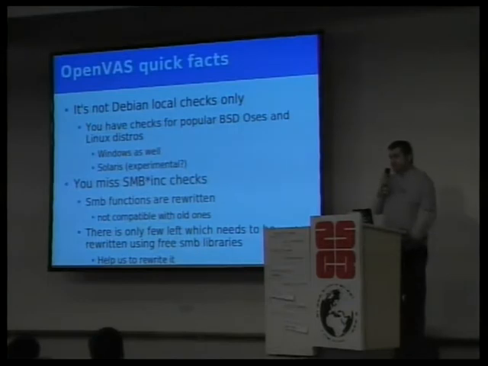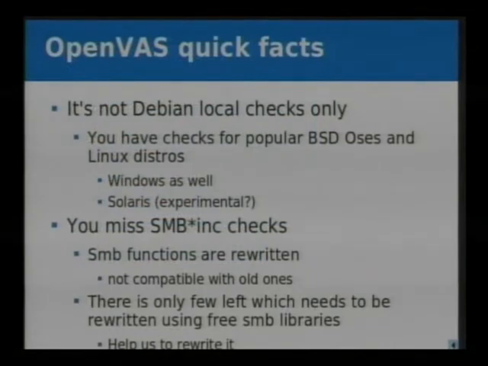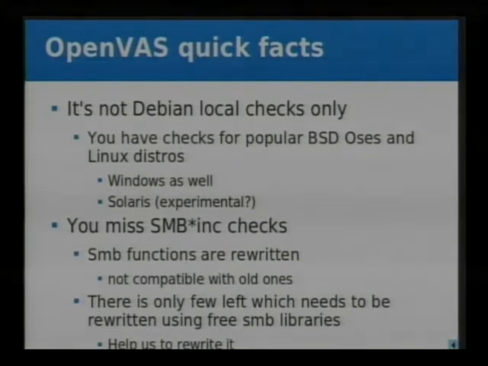These are some quick facts for those who are already familiar with OpenVAS. For example, it's not just Debian local checks. I know some people think about it. You have local checks for popular BSD operating systems, Linux distros, Windows, and even Solaris in an experimental phase. There is also some talk that it misses some SMB function classes, but actually it's just rewritten to better suit the needs. You just need to rewrite the old GPL plugins to have this. We have rewritten most of it, but not all of it. So you can help us to rewrite it.